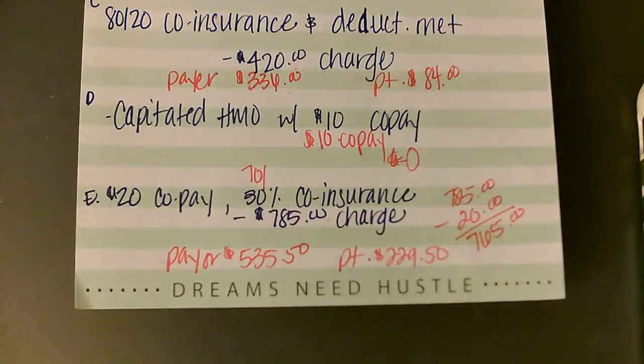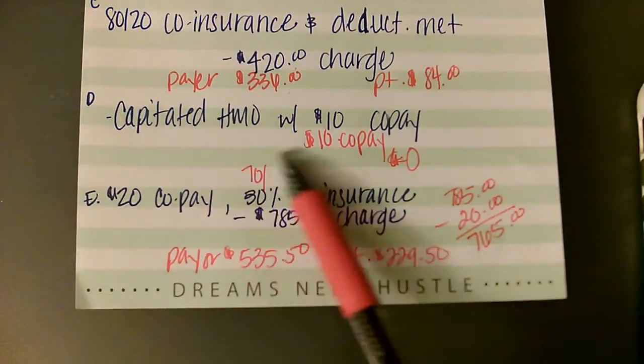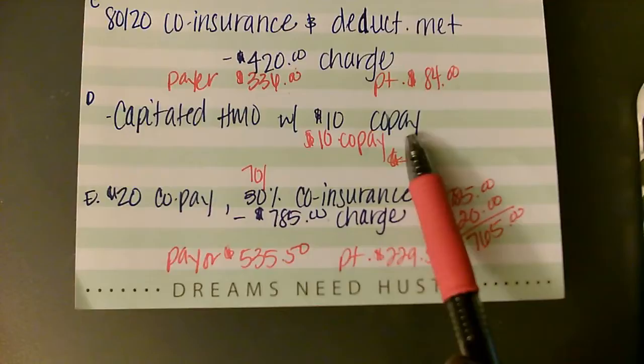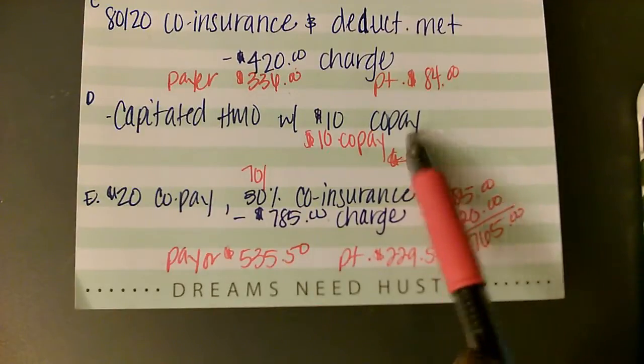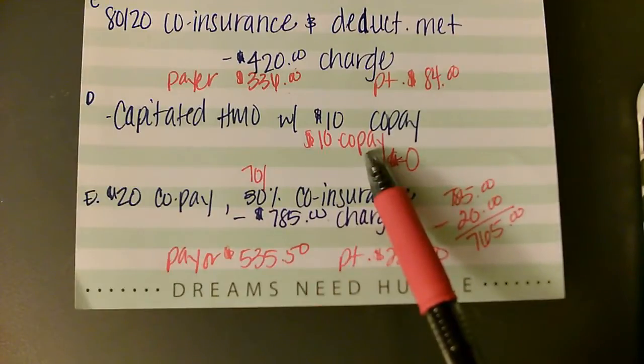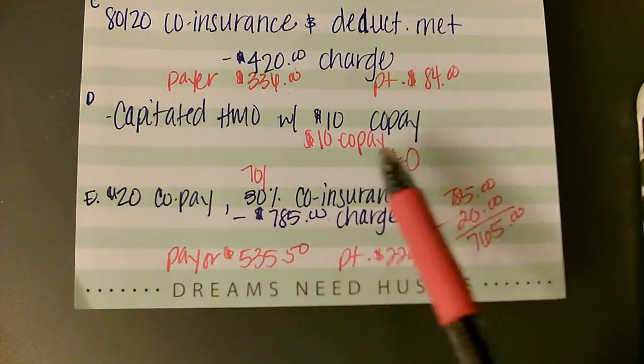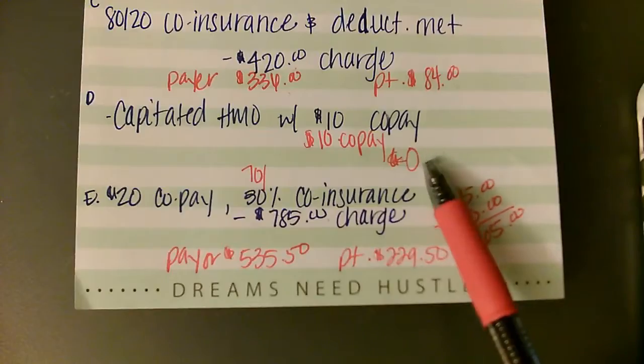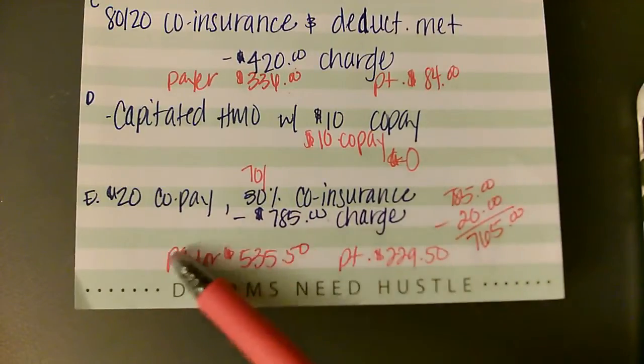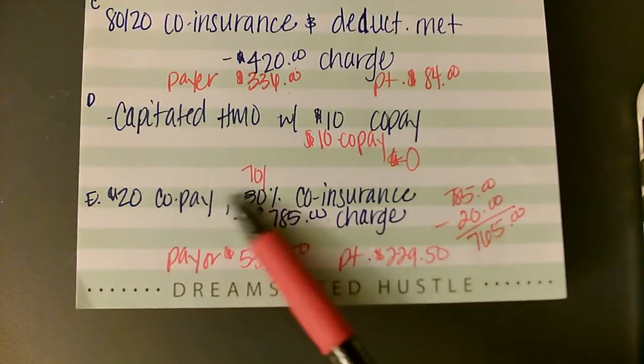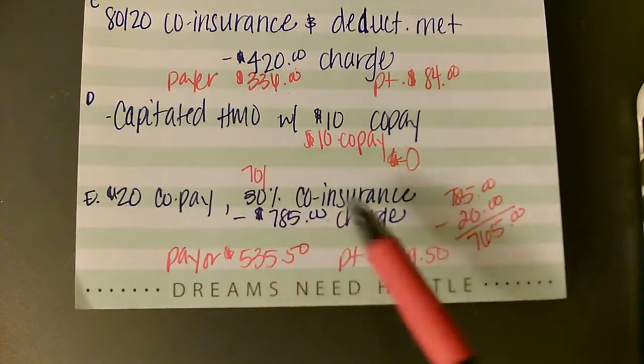I think so. Okay, so for D, they have a capitated HMO with a $10 copay. With capitated insurance plans, we don't bill them anything other than their copay. So we would charge the $10 copay, which in the problem it states that they have paid, so then their remaining balance is $0.